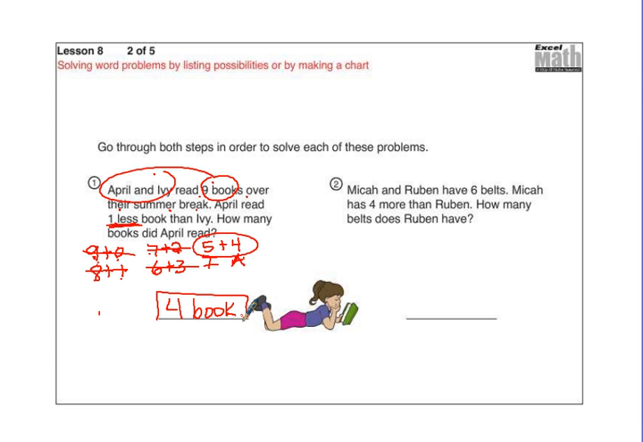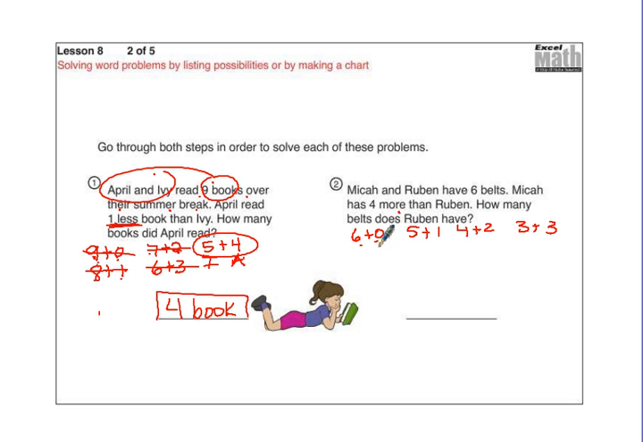It says Micah and Reuben have 6 belts. Micah has 4 more than Reuben. How many belts does Reuben have? So we're going to list all the possibilities that equal 6. And it tells us in the second clue that one person has 4 more than the other.